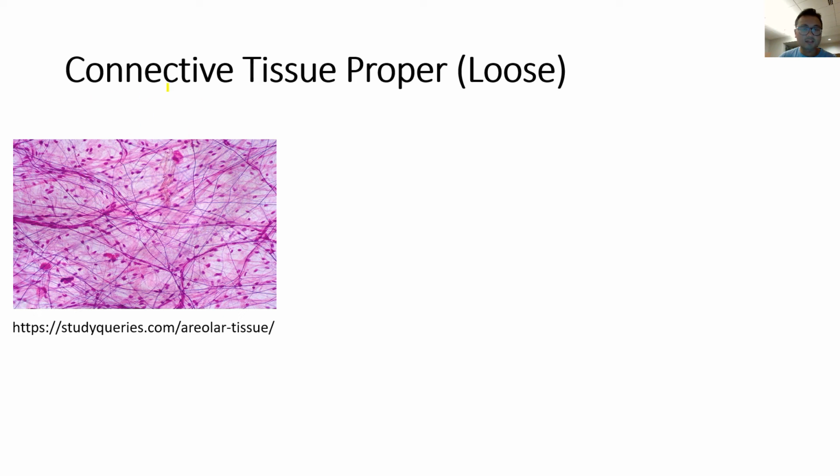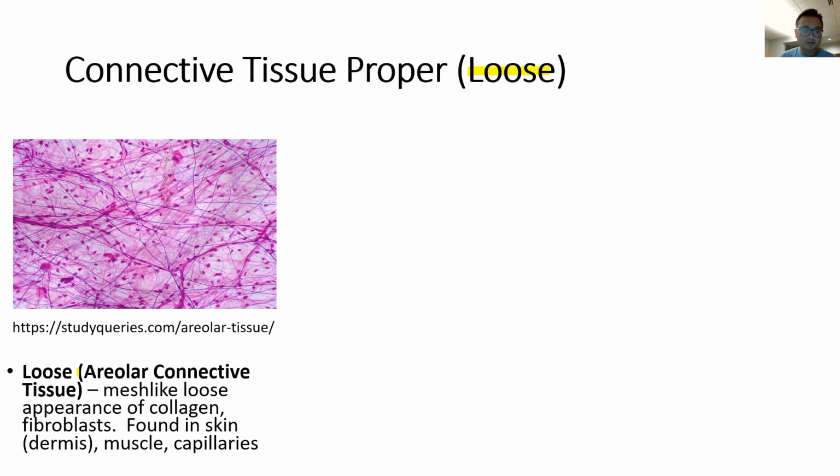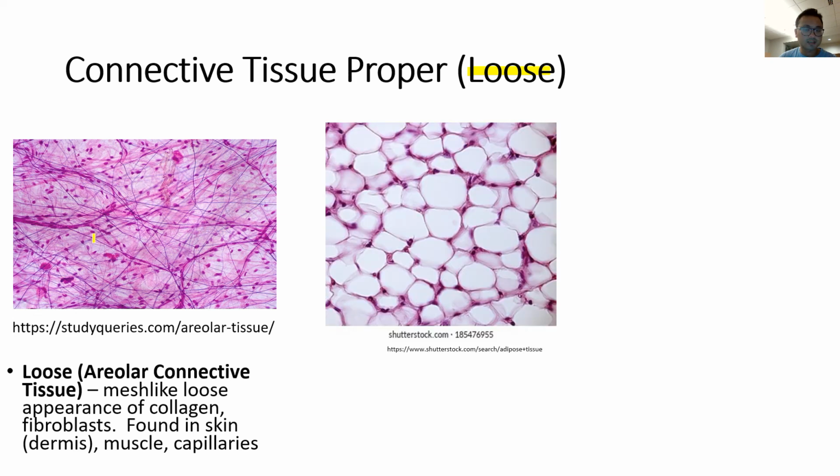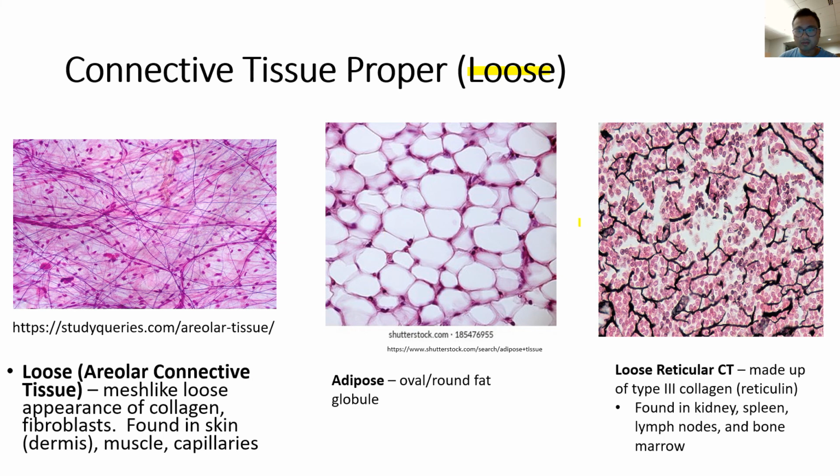So this slide is going to be dedicated to loose connective tissue proper. So this is going to be loose areolar connective tissue, and this appears like a meshwork of collagen and fibroblasts, and this is found in the skin, like the dermis, muscles, and capillaries. This is adipose, and this is found in the hypodermis as well as any other area where you'd have fat. And this is going to be oval and round globules. And this is going to be loose reticular connective tissue.